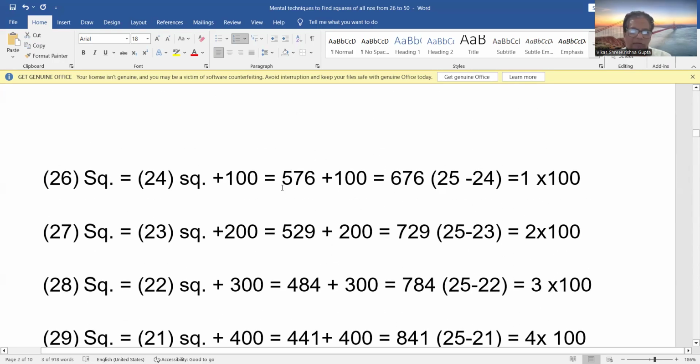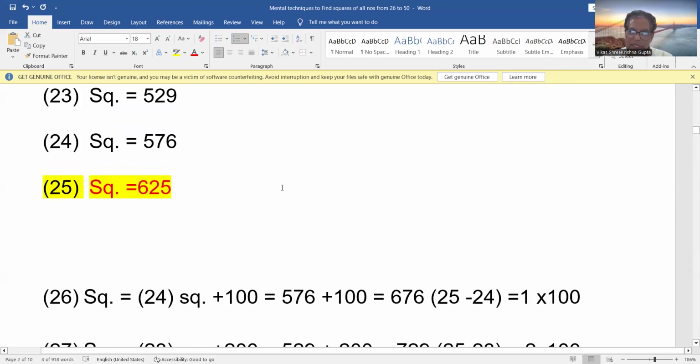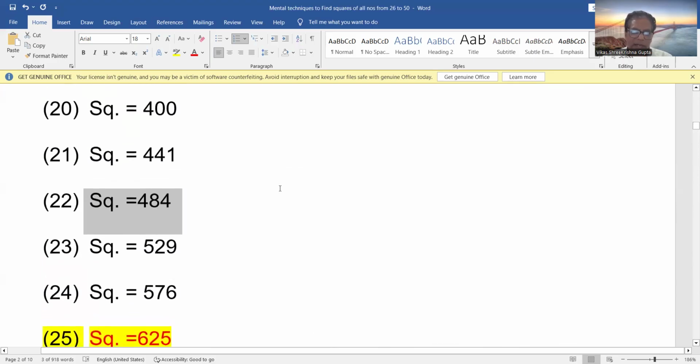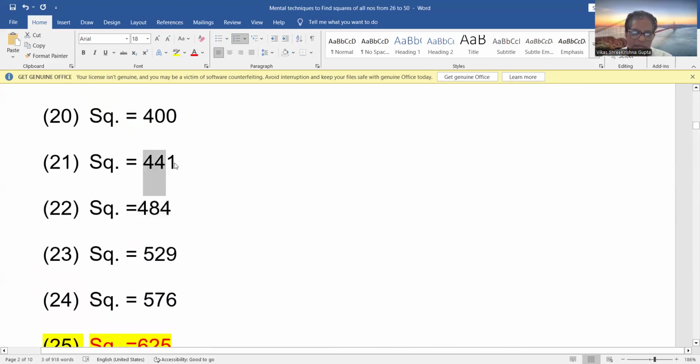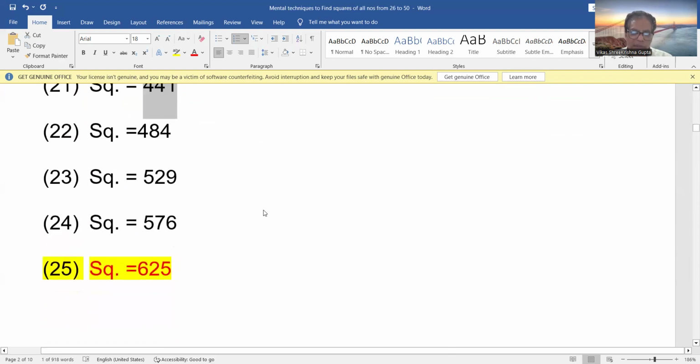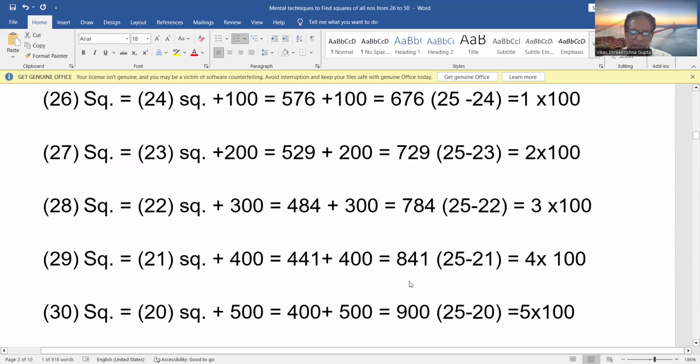In the same way, for the square of 29, 29 being 4 steps ahead, I'll go 4 steps back and I get number 21. 21 square plus 4 into 100 is equal to how much? 441 plus 400, and that is equal to 841. In the same way, for 30 square, we can find very easily: 30 square is equal to 30 into 30, that is 900.